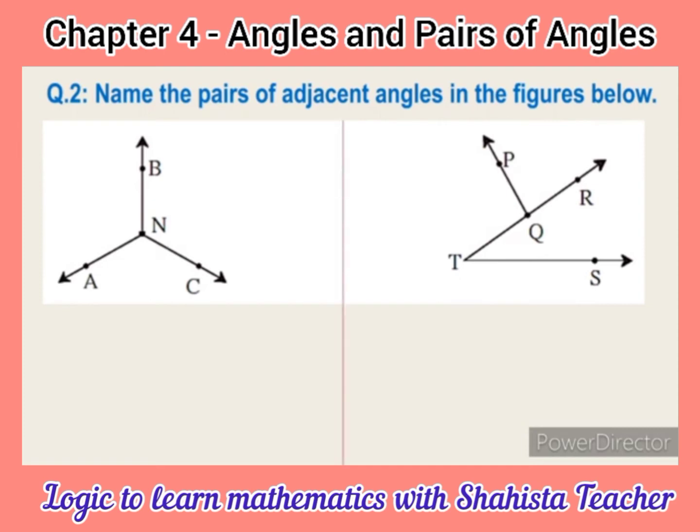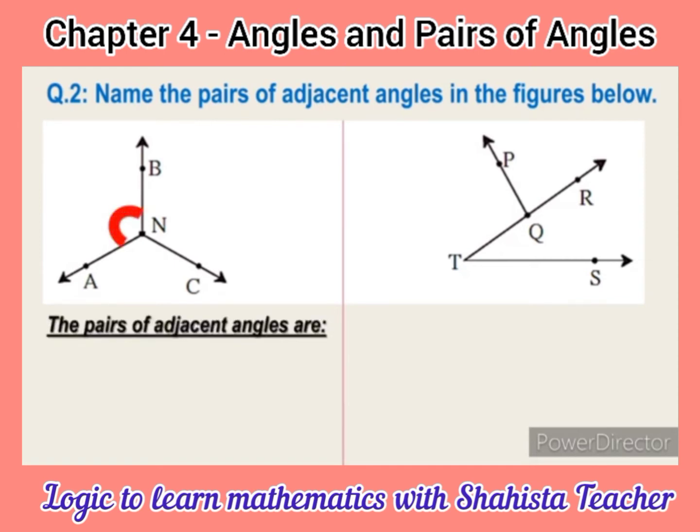Now here two figures are given. Okay, we will find one by one. So here, first figure says that here how many angles you can see? Yes, there are 3 angles. And how many vertex? Only one vertex, that is point N.